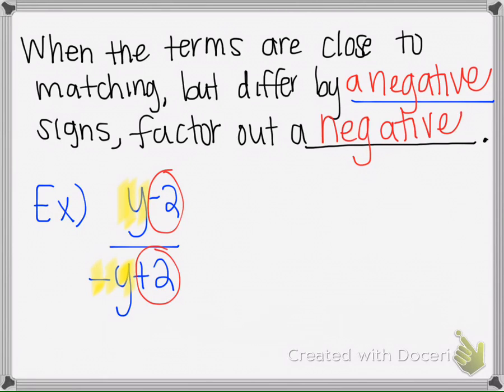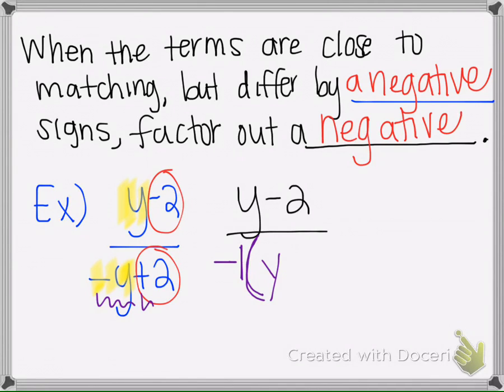So pick one of them to keep the same. So I'm going to have y minus 2 stay the same. But here I'm going to take out a negative. And you could put a negative 1 if you'd like. So remember when you have a negative outside the parentheses, it makes everything inside opposite. So you would have, instead of a negative y, a positive y. Instead of positive 2, a negative 2. So make sure you understand why that works.